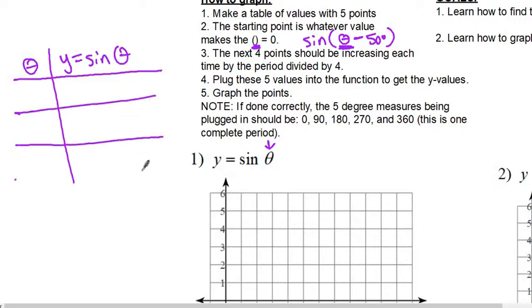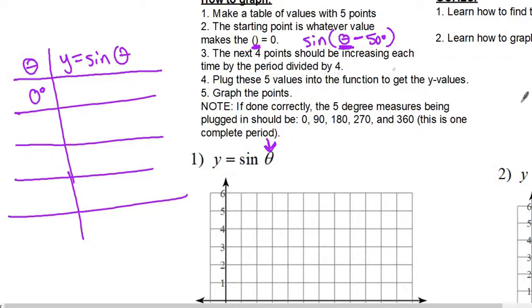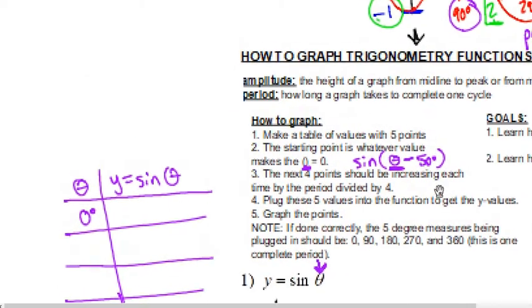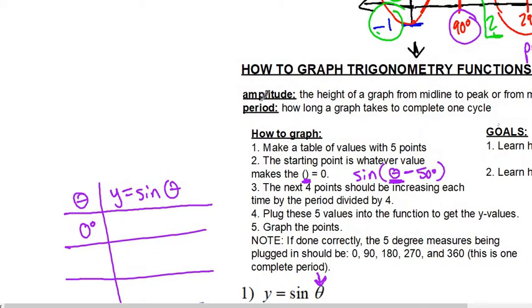So we need 5 points in our table, and we're going to start at what makes this 0, and that would just be 0 degrees. Okay, the next 4 points should be increasing each time by the period divided into 4. Why do we divide the period into 4? Here's why. You might remember this from when we talked about the unit circle.